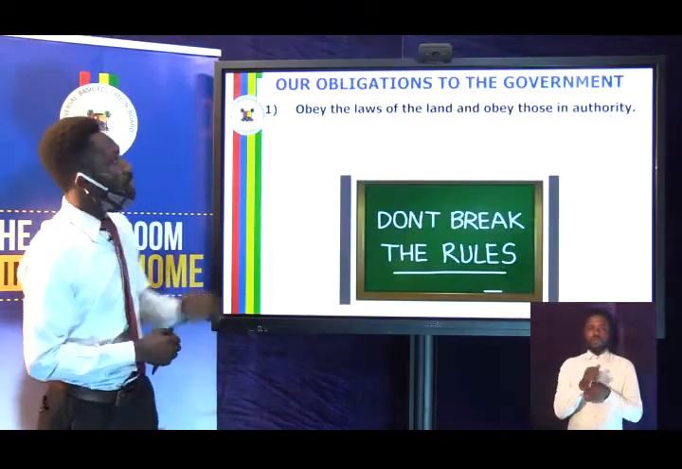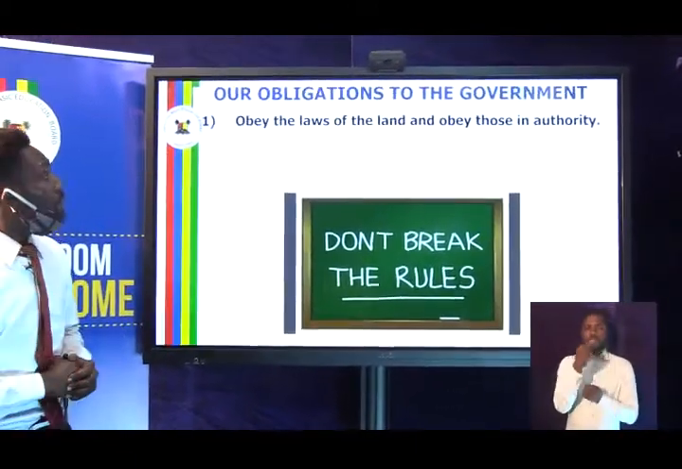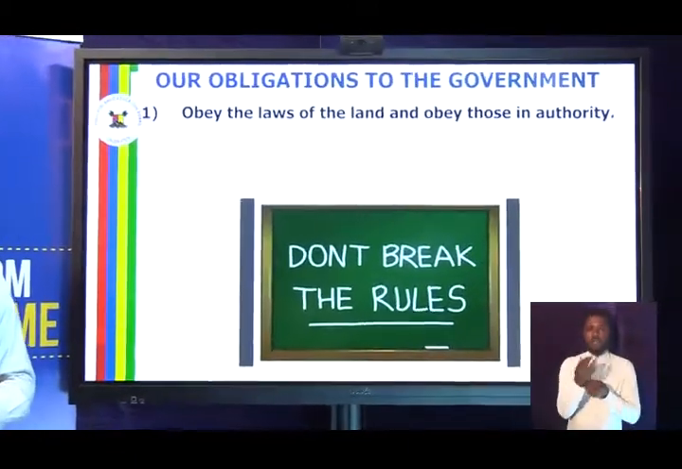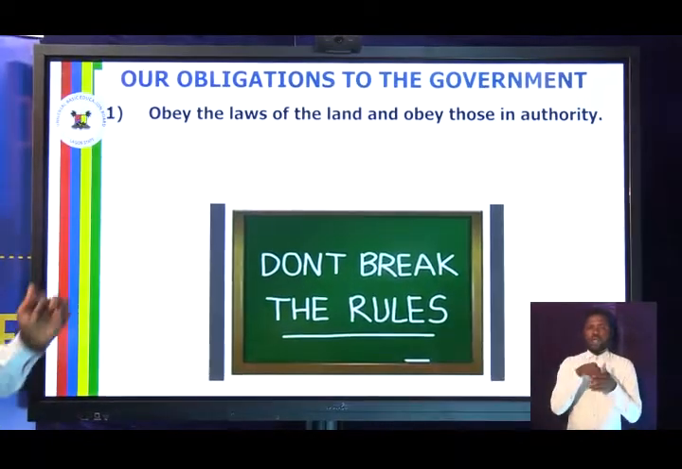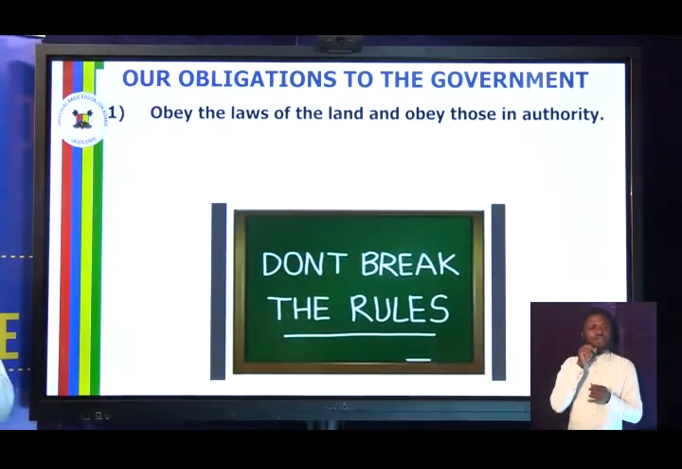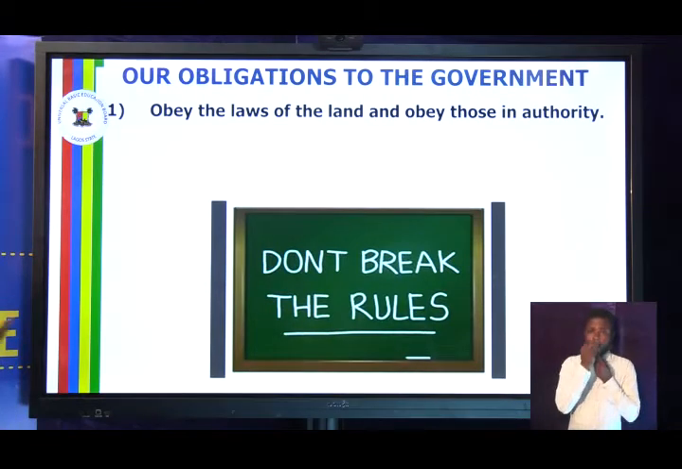Let's look at some of those obligations to the government. Number one, obey the laws of the land and obey those in authority. In the Nigerian Constitution, we have the laws that you are expected to obey. Also, those in authority, the government, the chairman of your local government, the governor, and some other people in authority, you need to obey them. That's one of the obligations you need to do to the government.